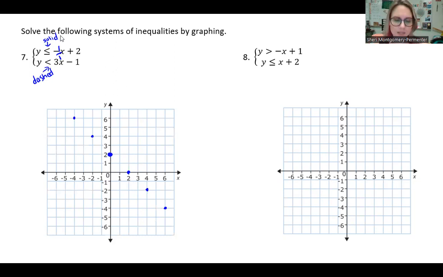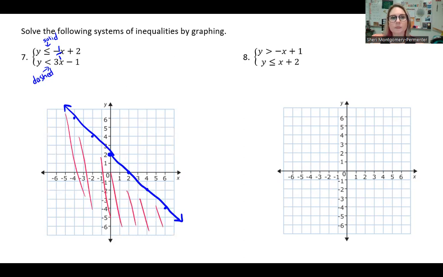And this one's solid, so I'm going to make it a solid line. And now I have to shade. So this one says I'm going to shade below. So if I shade below, below that line is down here. That is below the line.